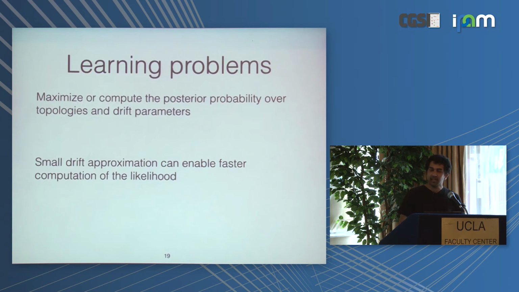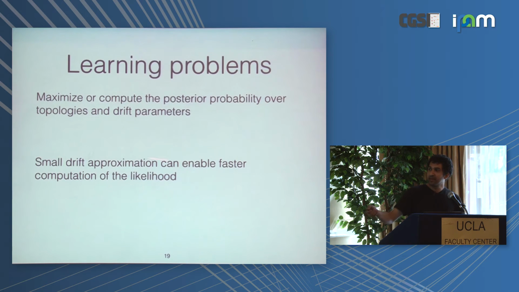Now that we have the likelihood, you can do the other kinds of inference problems that you care about. With this likelihood, you can ask what the values of these drift parameters and the tree topologies are that maximize your likelihood. Or if you're in a Bayesian setting, you can look at computing the posterior probability over these parameters. There are a lot of methods to do this, and there's a rich literature on this in the phylogenetic setting.